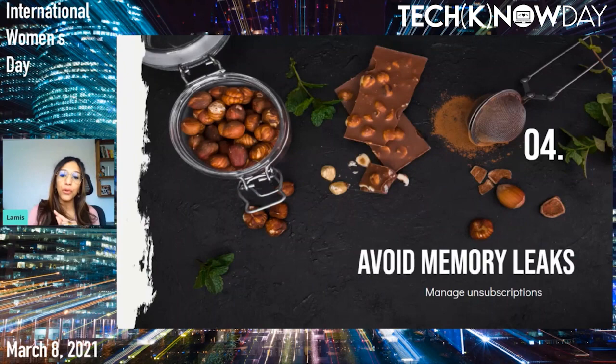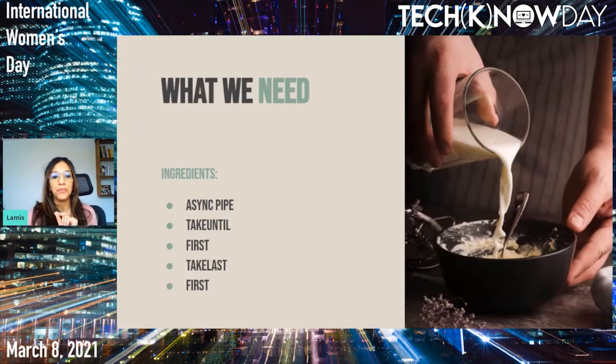Fourth recipe, avoiding memory leaks and managing unsubscription. What we need here as ingredients: the async pipe, takeUntil, first, takeLast, and first operators. This is a very, very important subject, and it could be the subject of a presentation in itself. So, how do we handle the unsubscription?